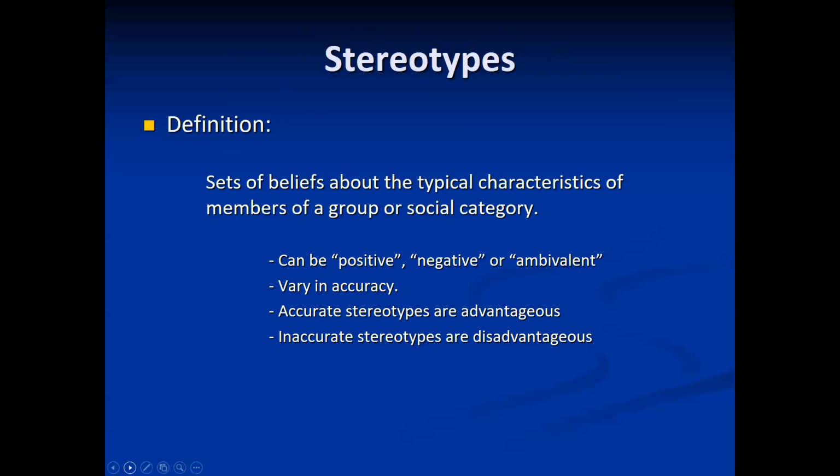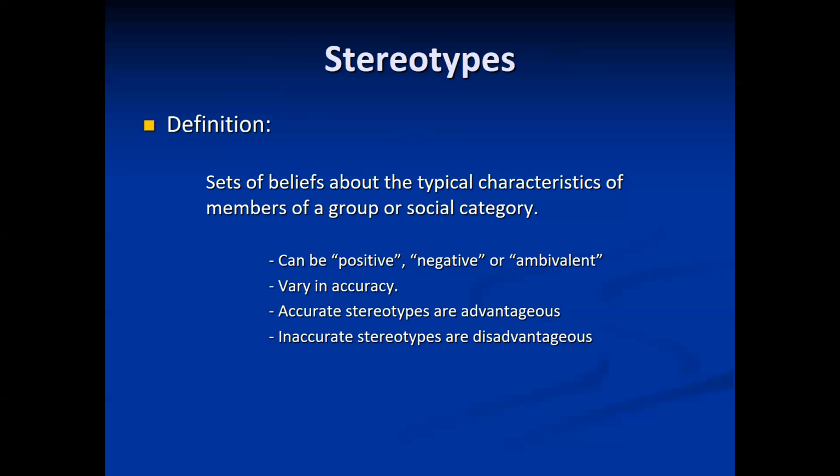In carrying out this exercise, by listing widely held beliefs about jocks, Asians, and business executives, you have described the stereotype of these groups. Stereotypes can be positive, negative, or ambivalent. Positive stereotypes are complimentary beliefs about a social group. For example, the belief that Asians are hardworking and good at math.